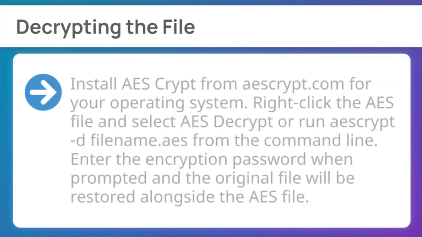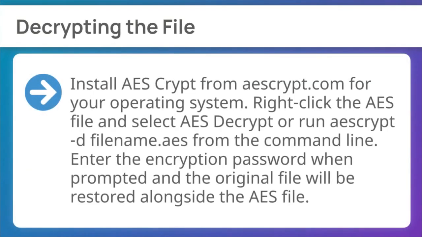First, decrypting the file. Install AES Crypt from aescrypt.com for your operating system. Right-click the AES file and select AES Decrypt, or run aescrypt -d filename.aes from the command line. Enter the encryption password when prompted, and the original file will be restored alongside the AES file.